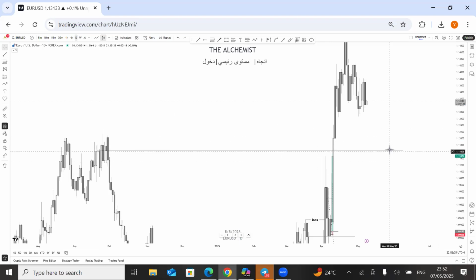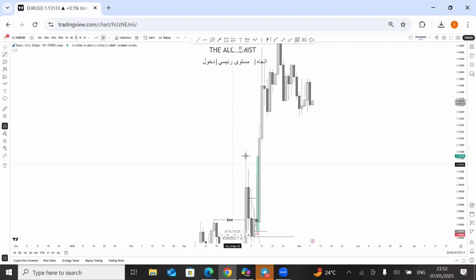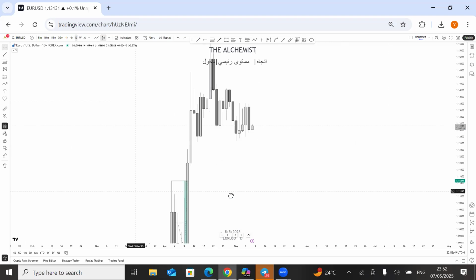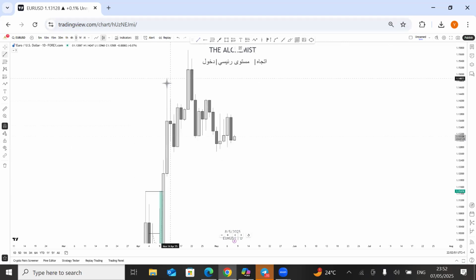Let's take this off. You just need to make everything look simple. Make it simple. Don't complicate it. You understand? We have a break of structure here to the upside, and we have another break of structure here to the upside. Systematically, price is bullish.